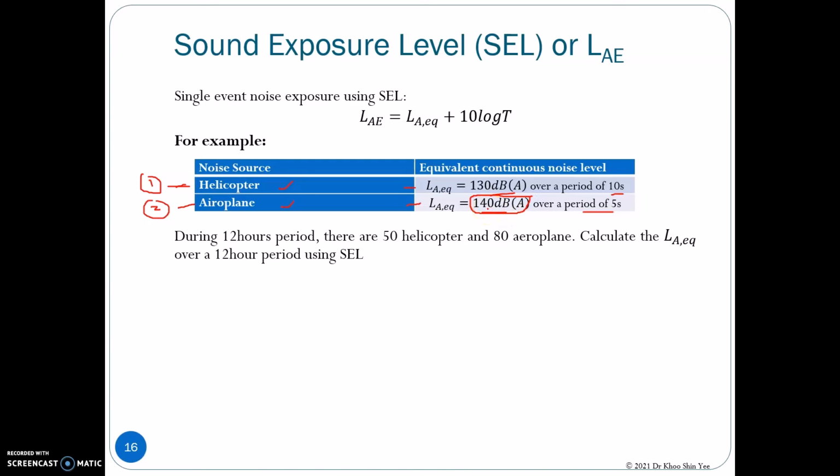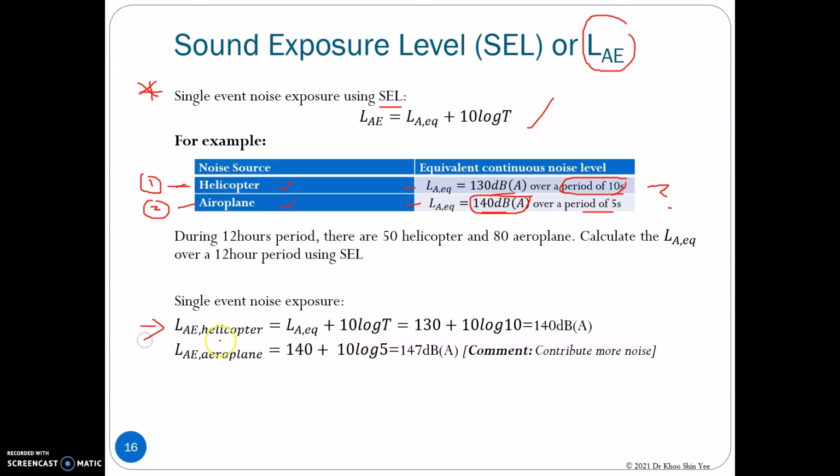If you compare in terms of the exposure period, then we will say the helicopter will contribute more noise in this case. So, which event actually produce more noise? To answer this question, we can compute the single event noise exposure by using the SEL or the LAE here. So the equation is given by this.